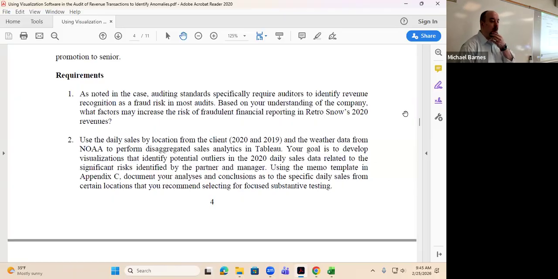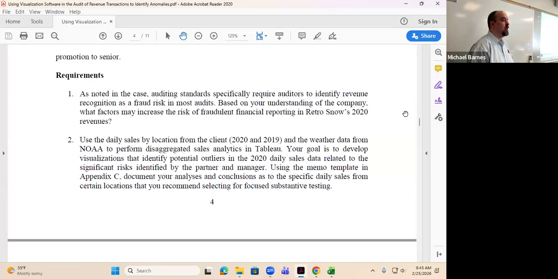Now, based on your understanding of the company, what factors may increase the risk of fraudulent financial reporting in Retrosnow's 2020 revenues? Now, before we answer this question, I want to make sure that we're off on the right foot, because this is going to frame how we identify outliers, or how you should have identified outliers. What would we say with respect to fraud risk would be our primary assertion risk? What would be the biggest assertion that we'd be concerned about with respect to fraud risk and revenue recognition?